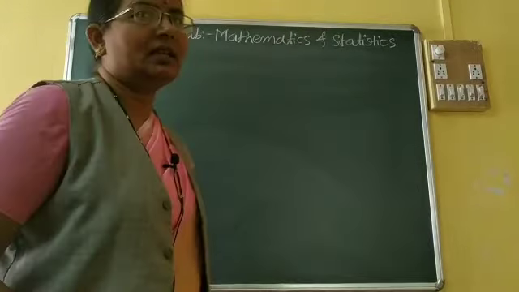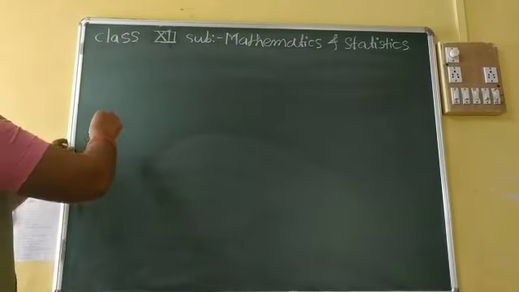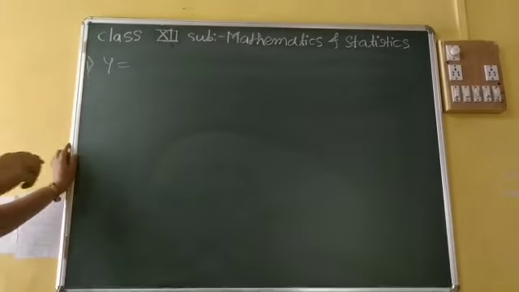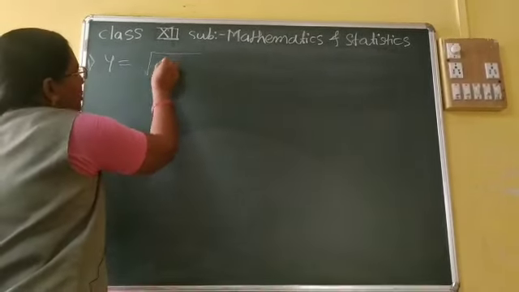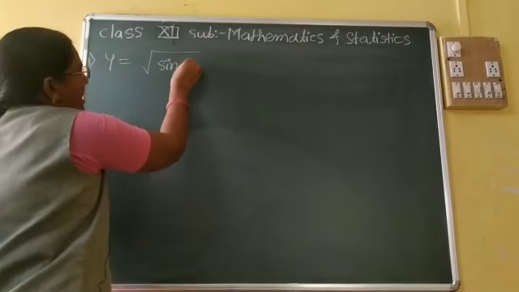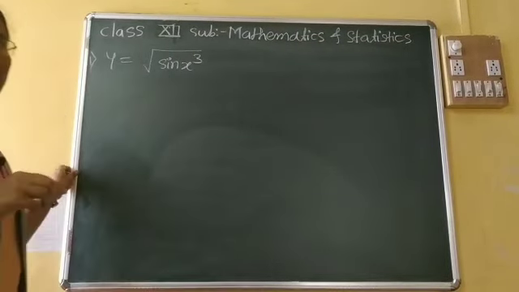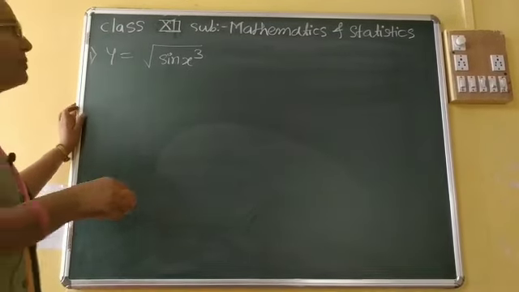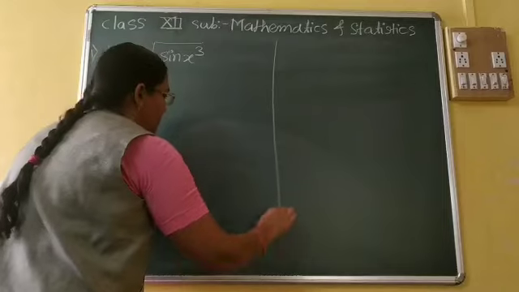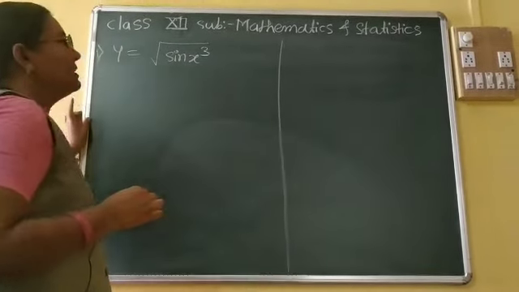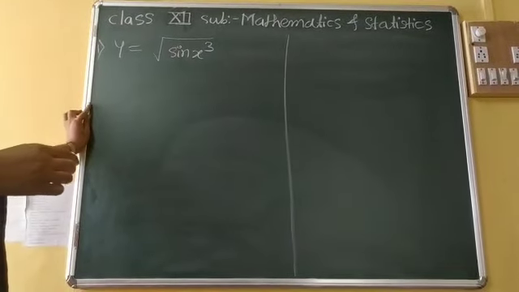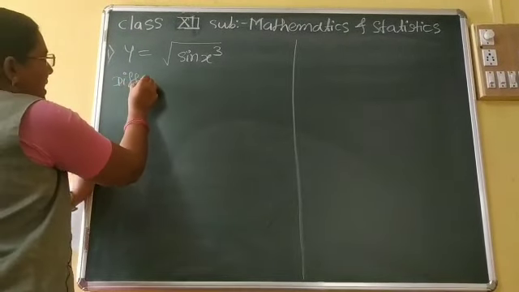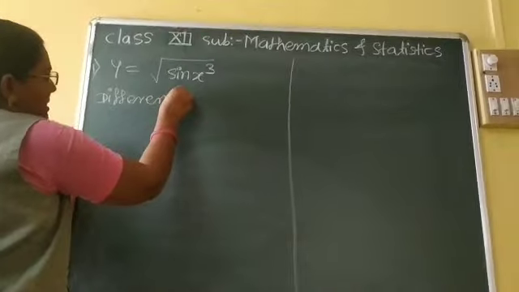Okay, taking examples. First example, suppose y is equal to under root of sine of x cube. We have earlier seen how to differentiate the composite function. In the same way, we are taking now in this lecture some different examples. Then differentiate y with respect to x.